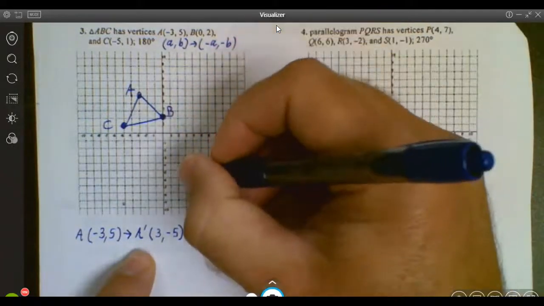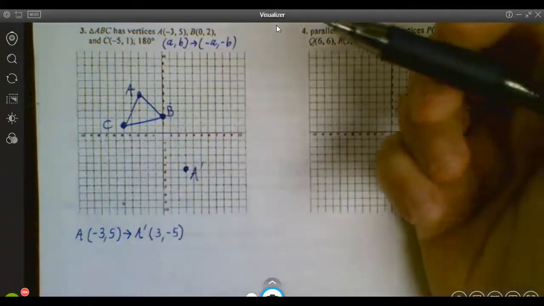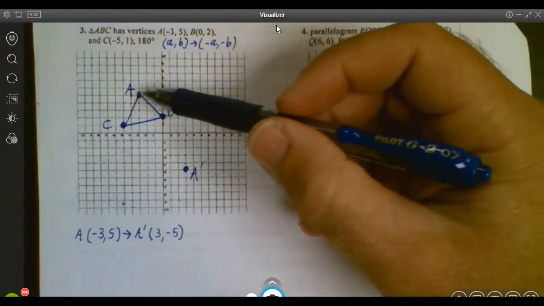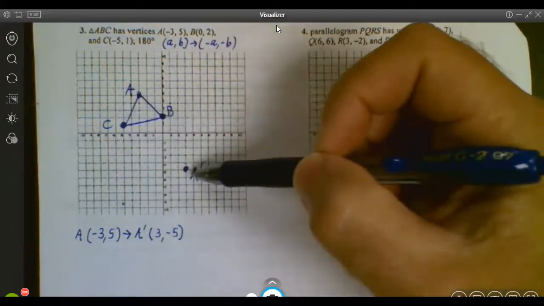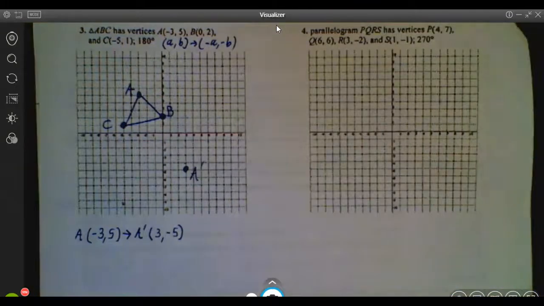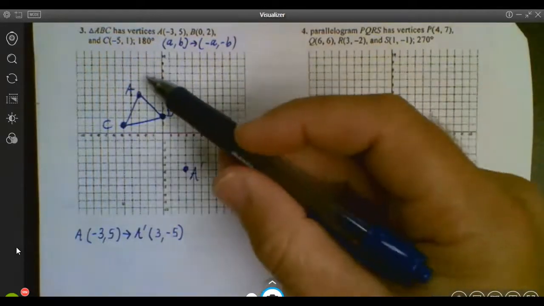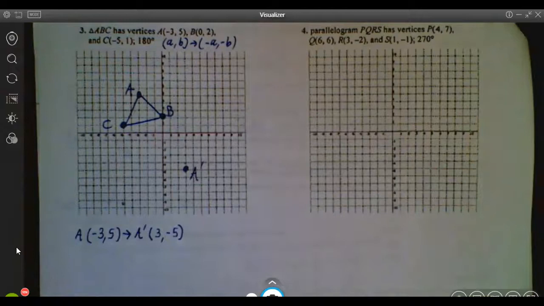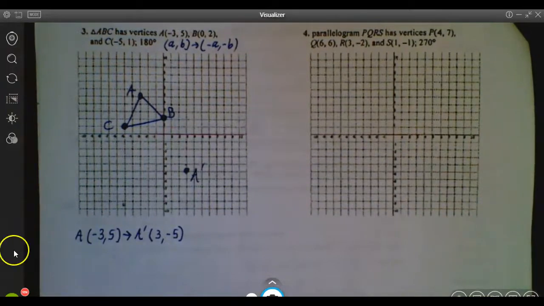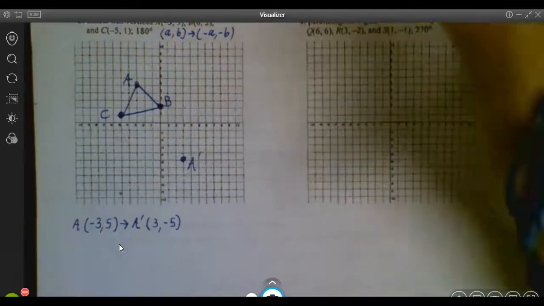I get A prime. Again, notice my 180 rule rotates me 2 quadrants from where I started. It's kind of a nice way of just checking your answer that way. If I know that if I ended up here or here or here, I know I did something wrong. So knowing how many quadrants you should move is kind of a good check to make sure you applied the rule correctly. Let's try it with point B.